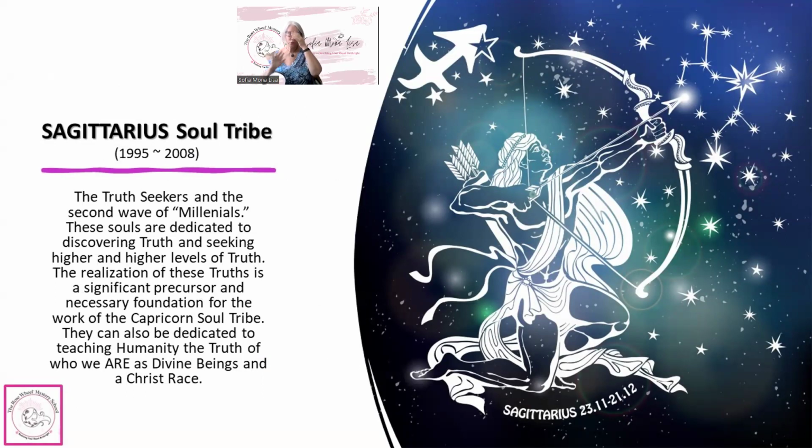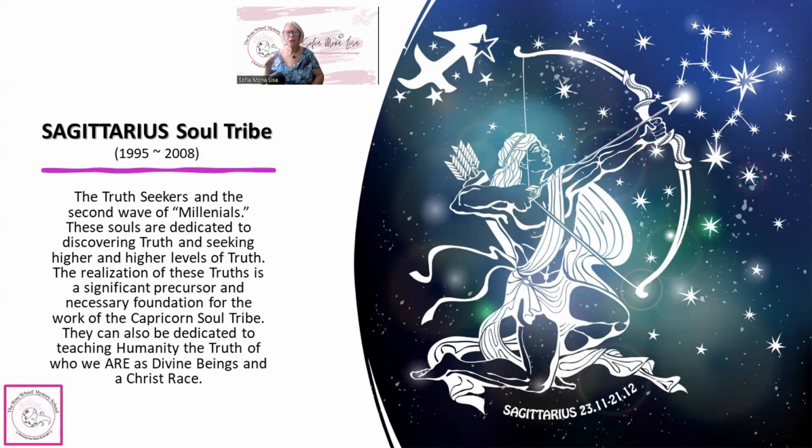That's all. I can't stress that enough. Now, it turns out that there's two waves of millennials. The Sagittarius soul tribe is the second wave of millennials, and they are the truth seekers. These souls are dedicated to discovering truth and seeking higher and higher levels of spiritual truth.